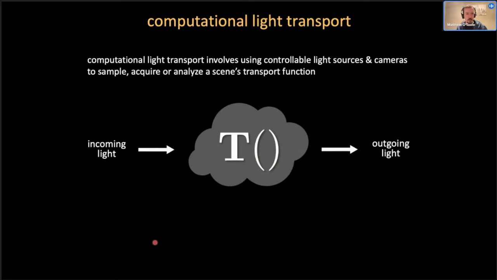We're going to talk about light transport analysis, which I also refer to as computational light transport, which involves trying to take advantage of lights that you can control and cameras that you also control to sample, acquire, and then analyze the way light interacts with the scene, or what we call the scene's transport function, a function that basically takes in as input the lighting parameters, so how bright your light source is, where it's coming from, what's its color, and then outputs basically what an image would look like in response to a particular set of lighting conditions.